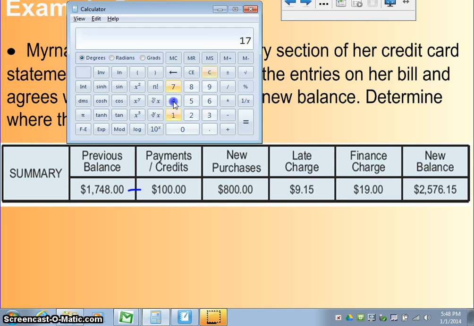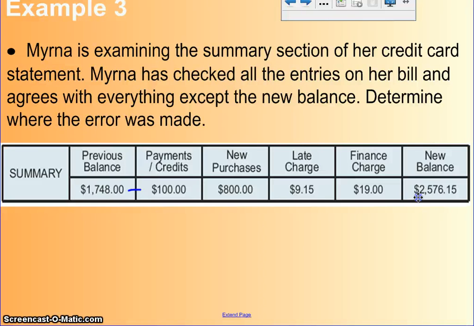So we had $17.48 minus the $100 payment, plus the $800 in new purchases, plus the $9.15 in late charge, plus the $19. And you'll notice that she came up with $724.63 or so, but the balance here on the statement says $825.76. So it looks like we're $100 off. And what it's saying is they believe that she owes $100 more than she does.